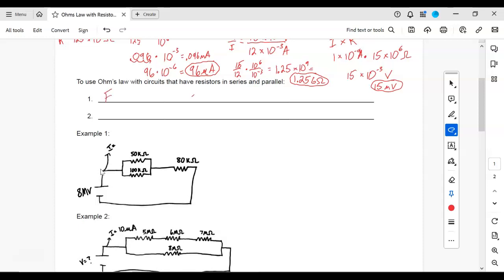resistance in the circuit. And you're going to do that using your series and your parallel formulas. So after you found the equivalent resistance in the entire circuit, then you can use Ohm's law, and you're going to use that to find the missing value.